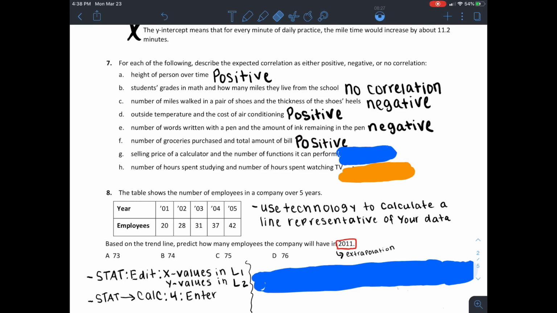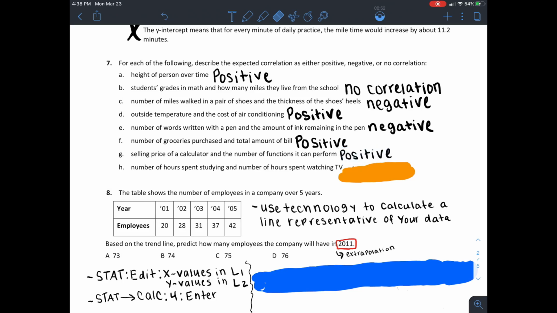G, the selling price of a calculator and the number of functions it can perform. Well, guys, a graphing calculator costs more than a scientific calculator. So it would be fair to say that as the number of functions increases, so does the price. If both variables are increasing, again, we're showing positive correlation.